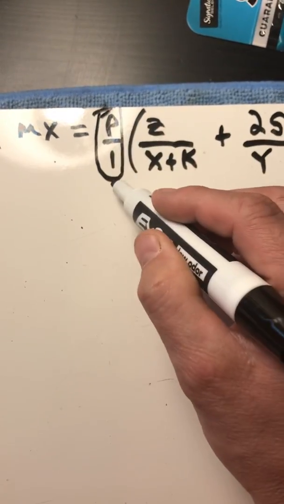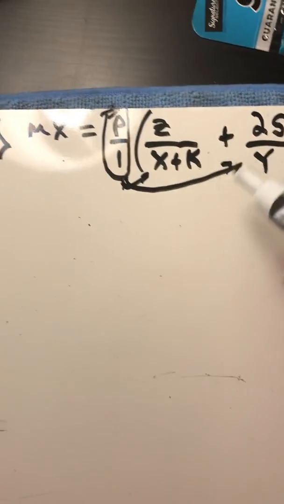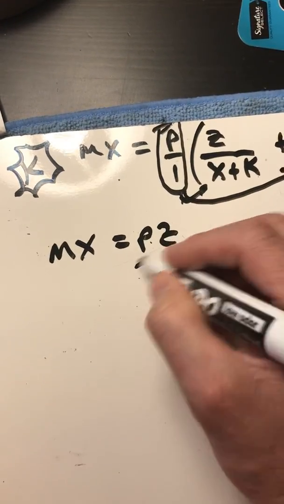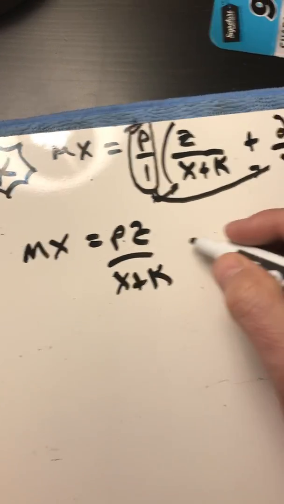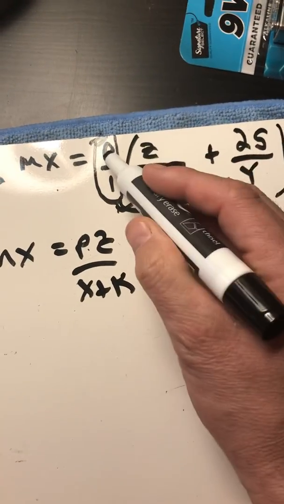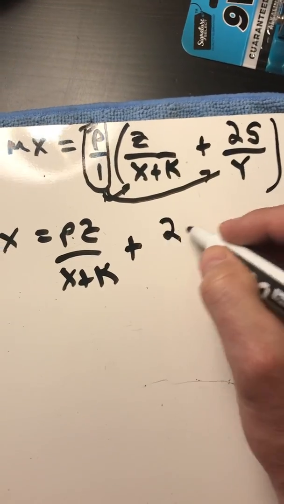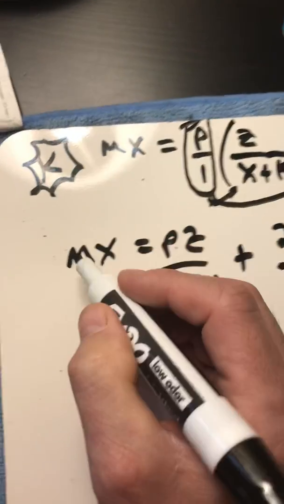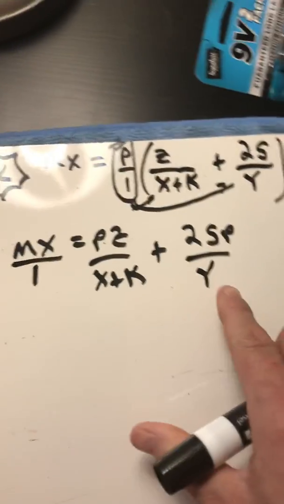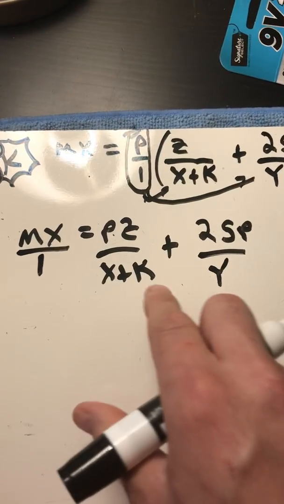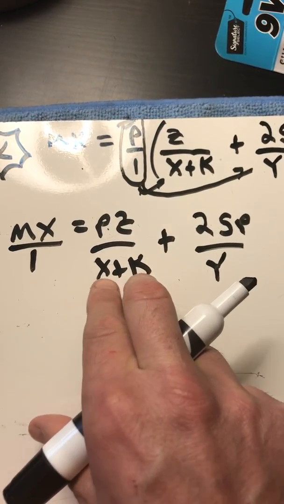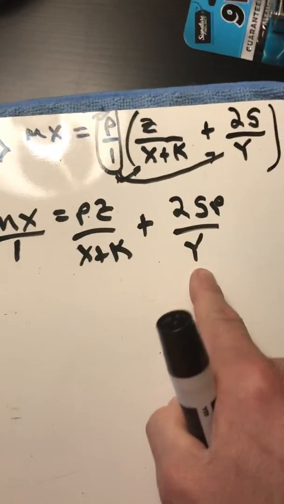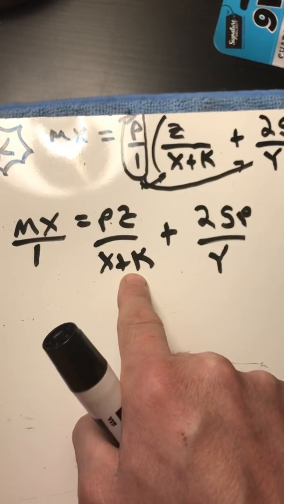So P over 1 has to go to both of these terms. So you get Mx equals Pz over x plus k, plus the P has to go to the top here, and the P has to go to the top here, 2sp all over y. Okay, now technically Mx is over 1. The least common denominator between these two, not that big of a deal. Whenever there's a plus or a minus in a denominator, it's automatically part of your least common denominator. So your least common denominator is y times x plus k.